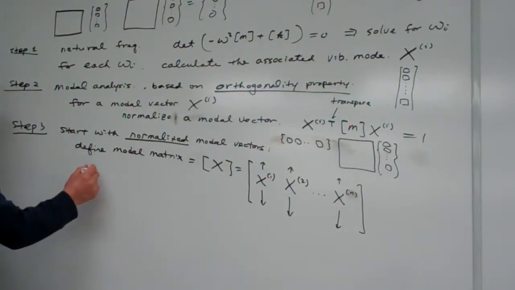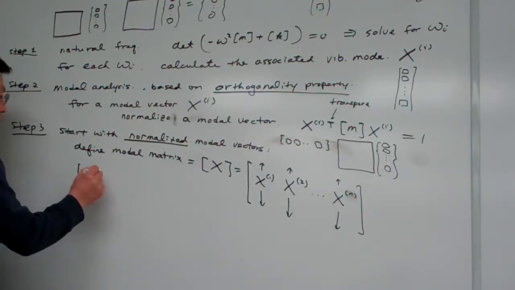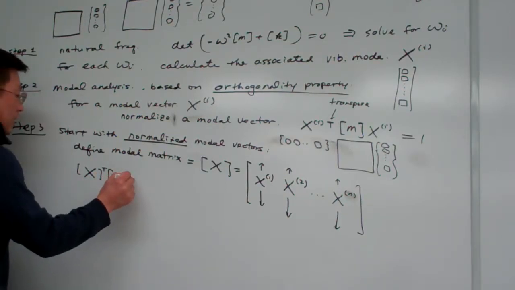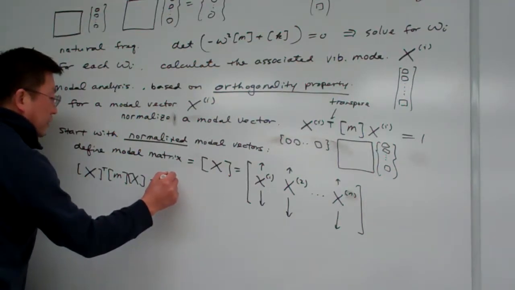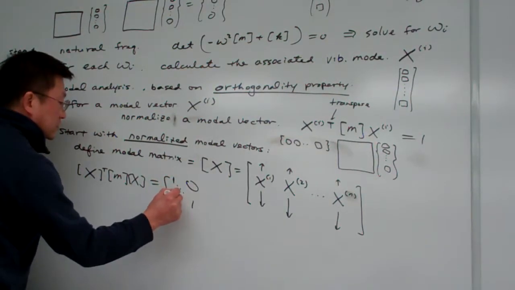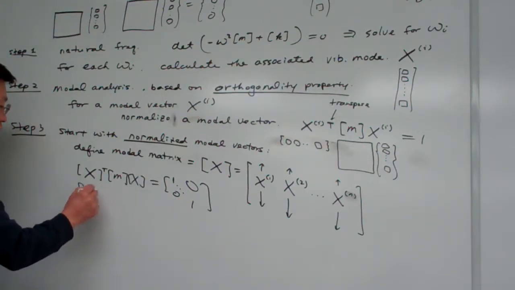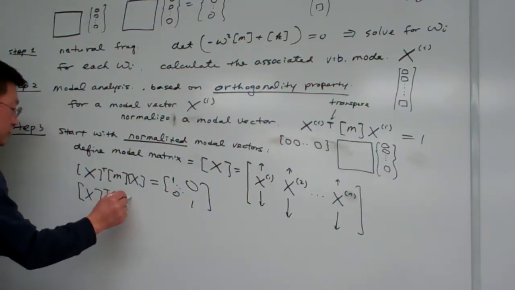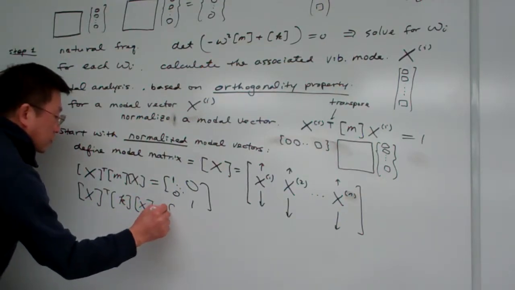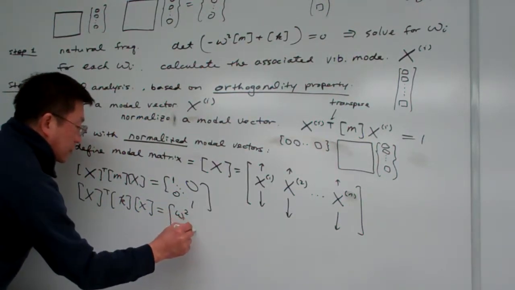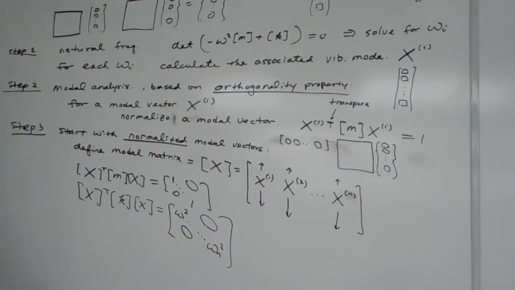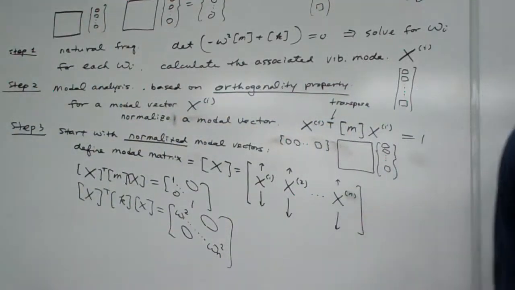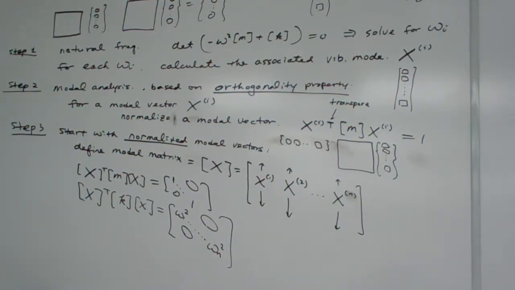Okay, so from here we know X transpose times M times X equals the identity matrix, with 0s elsewhere, and then we have X transpose K X equal to the diagonal matrix with omega 1 squared through omega n squared, and 0s elsewhere. Okay, so everything starts from here. So with this in mind, we can begin to do something.